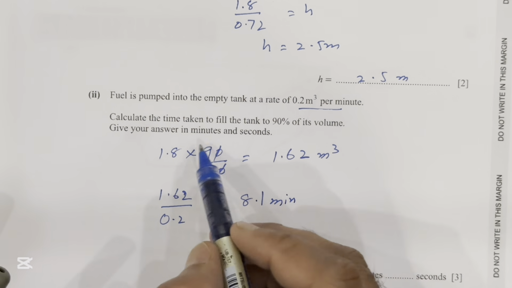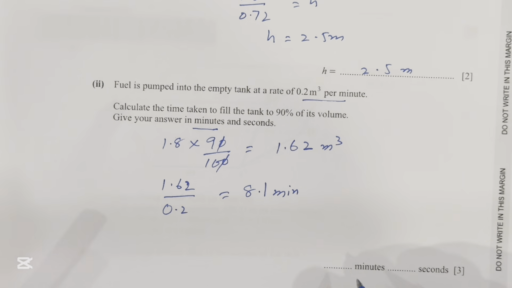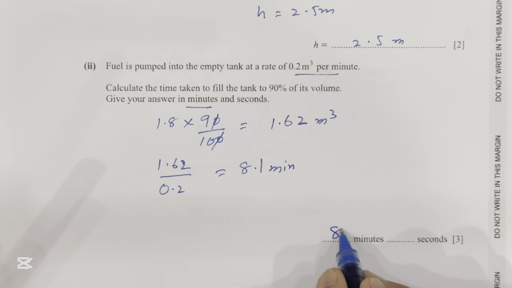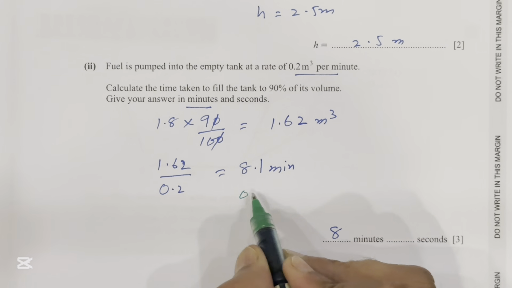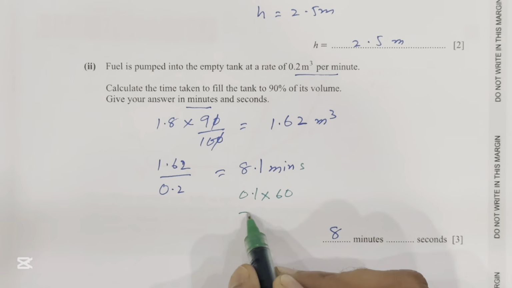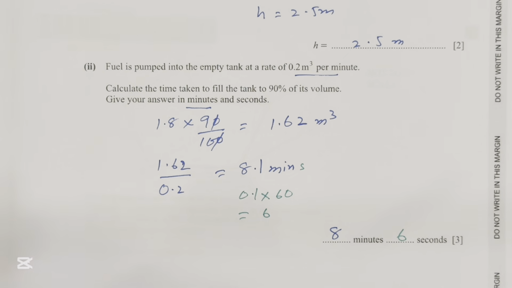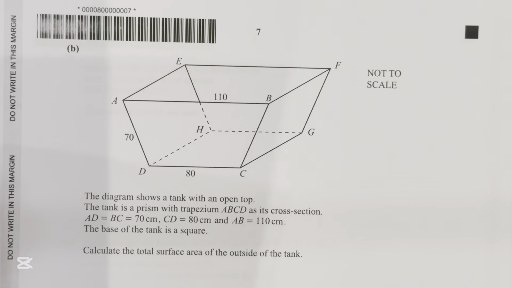But if we look at the requirement, it should be in minutes and seconds as well. So you can safely write 8 minutes. Now the question is how to convert 0.1 minute into seconds. By multiplying it by 60, it would be 6. So 8 minutes and 6 seconds would be our final answer for this part. Again, this was an easy question carrying 3 marks. Moving to part B.